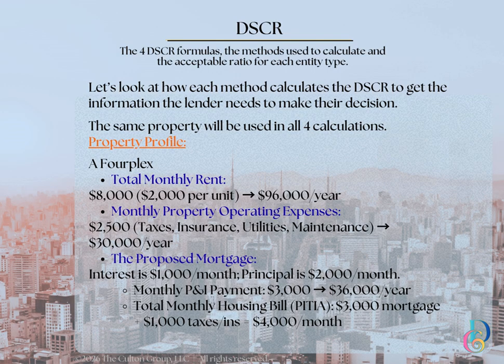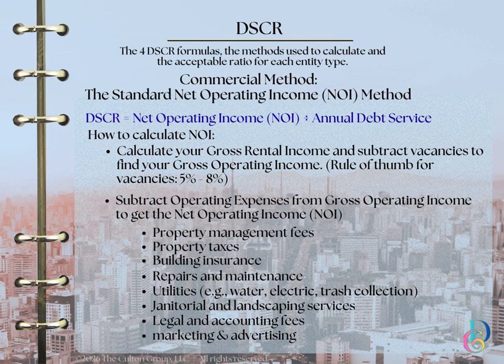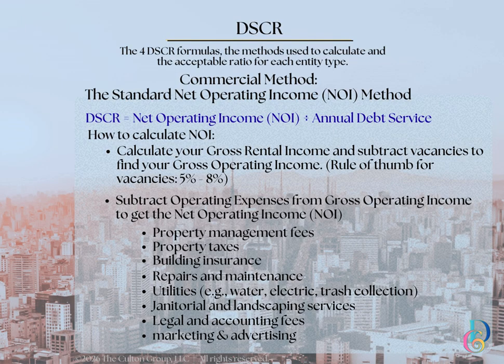Okay, so let's plug these numbers in. This is the first method, net operating income, the commercial real estate approach. This is the standard traditional method used by commercial real estate lenders, and it's used to evaluate the cash flow potential of a property itself, independent of tax situation. So the formula is DSCR equals NOI divided by total debt service.